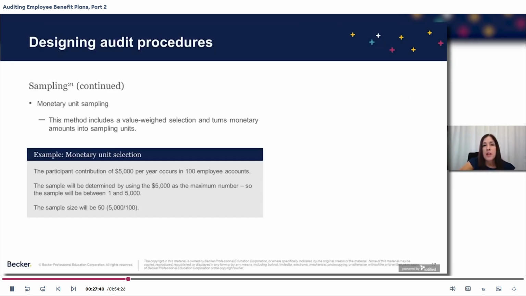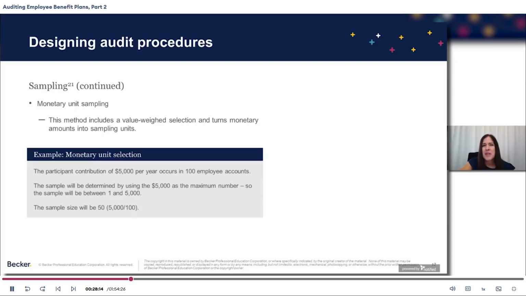You could also use monetary unit sampling. This includes a value-weighted selection and turns monetary amounts into sampling units. So this example is where you have a participant contribution of $5,000 per year, occurs in 100 employee accounts. So the sample will be determined by using the $5,000 as the maximum number. So the sample will be between 1 and 5,000. So the sample size will be 50.